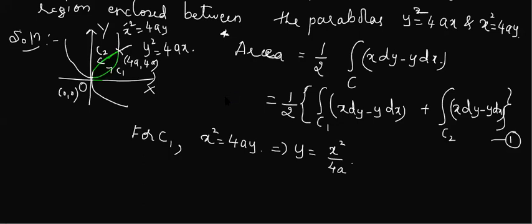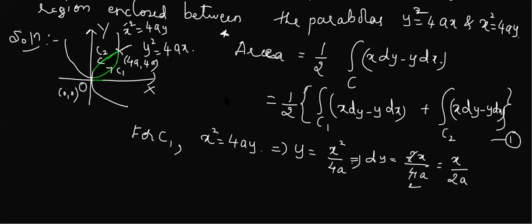Is there anything else in terms of y in this integrand function? Can you see a dy here? So from this y, you just find what is dy. If I differentiate x square upon 4a, the derivative is 2x upon 4a, which gives x upon 2a. So in C1, I'm converting everything in terms of x. You can do everything in terms of x or everything in terms of y.